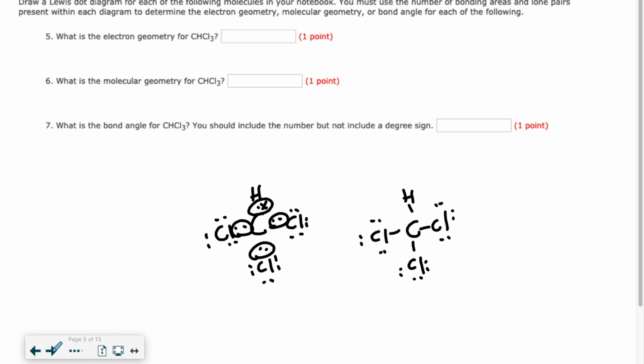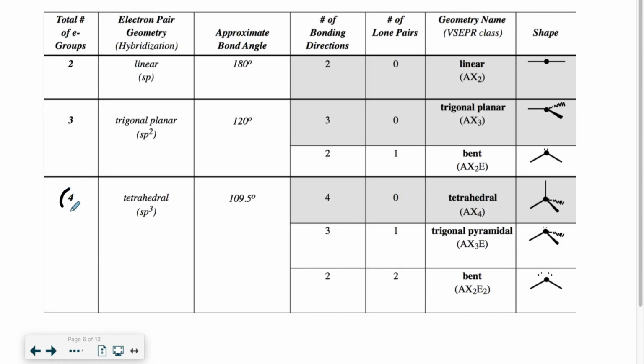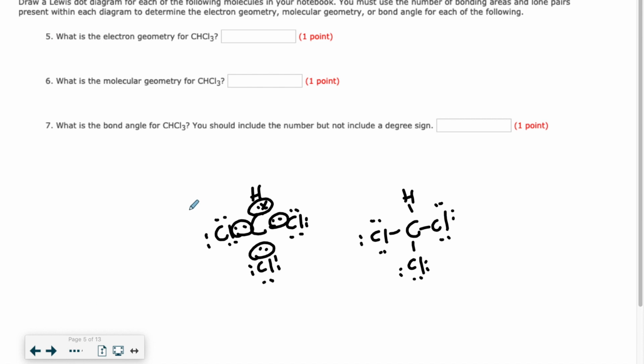All right, so again, we look back to our VSEPR sheet. This time it looks like we have 4 bonding directions and no lone pairs on the carbon. So I'm still within this family, which means I have a tetrahedral shape, 109.5 degrees again, but this time is also going to be a tetrahedral for the molecular geometry name. So tetrahedral for the first one, tetrahedral for the second, and then for the bond angle, 109.5.